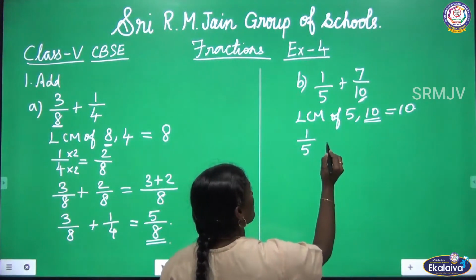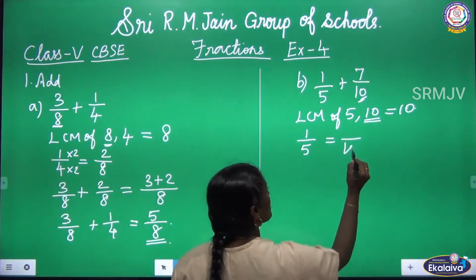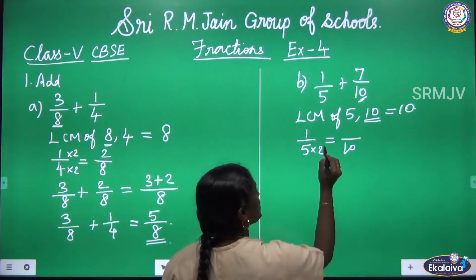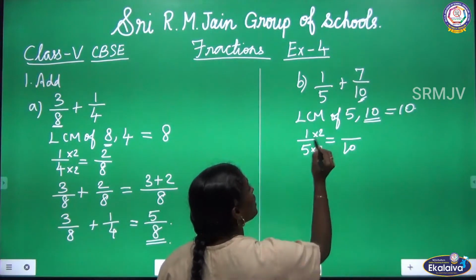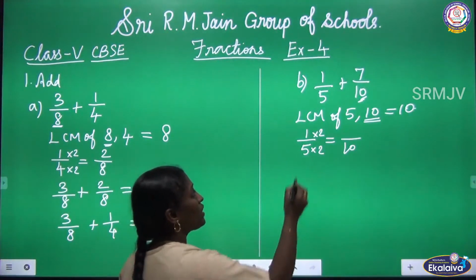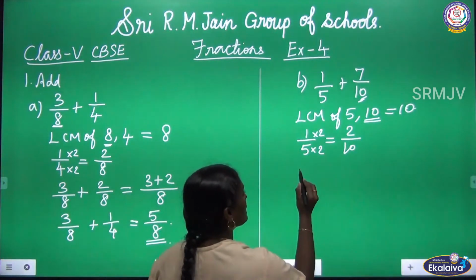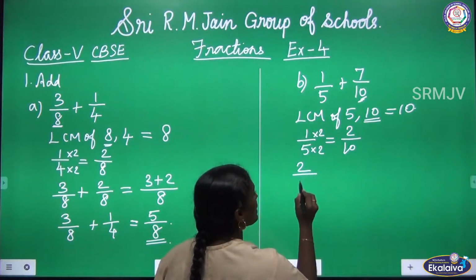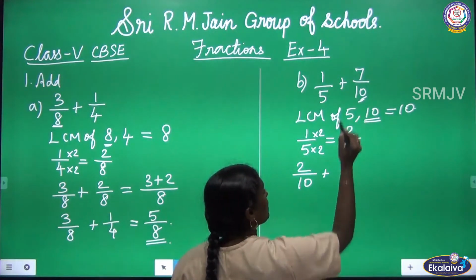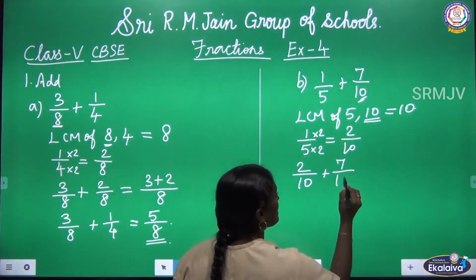We are going to change the first fraction. So 1 by 5, in 5 table when you will get 10? 2 times. So we have to multiply the numerator by the same number 2. Here 1 into 2, 2. So the first fraction is 2 by 10. So 2 by 10 plus the second fraction is 7 by 10.